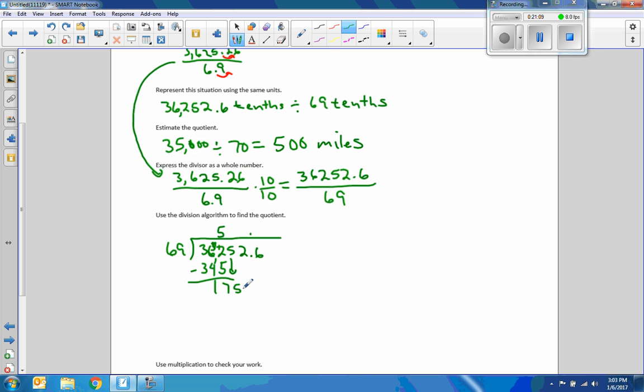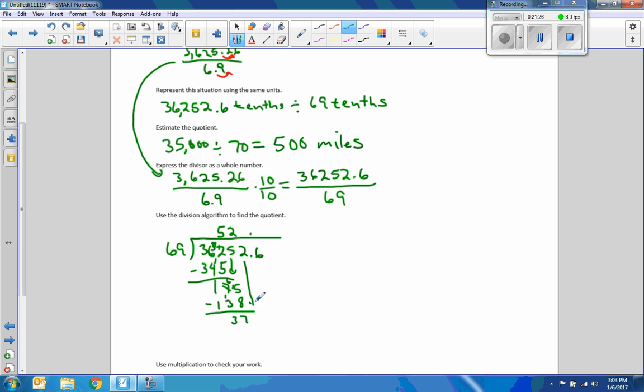Okay, so now 9 times 5 is 45, 6 times 5 is 30, plus 4 is 34. Subtract. 2 minus 5, we're going to borrow from 6, so that becomes a 5. We have 12 minus 5 is 7, 5 minus 4 is 1. Okay, bring down the 5. 69 goes into 175 2 times. 9 times 2 is 18. Carry the 1. 6 times 2 is 12, plus 1 is 13. Subtract. 15 minus 8 is 7. 6 minus 3 is 3.